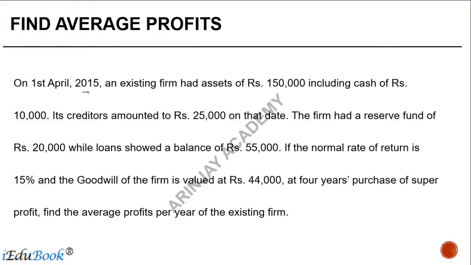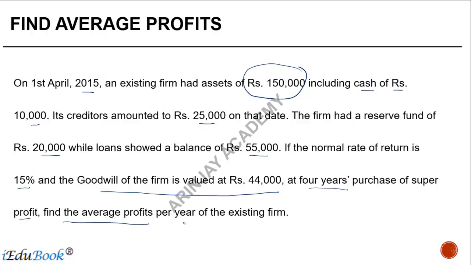On 1st April 2015, an existing firm had assets of rupees 1,50,000, including cash of rupees 10,000. Its creditors amounted to 25,000 on that date. The firm had a reserve fund of rupees 20,000, while the loans showed a balance of rupees 55,000. If the normal rate of return is 15% and the goodwill of the firm is valued at 44,000 at 4 years purchase of super profit, find the average profits per year of the existing firm.